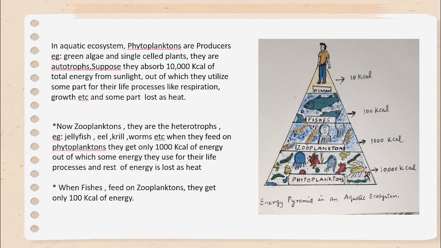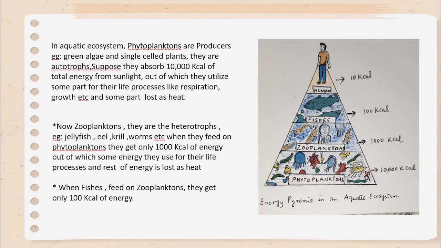When you observe the figure of the aquatic ecosystem, you will see that here phytoplanktons are the producers. Examples are green algae and single-celled plants. They are autotrophs. Since they float on the surface of oceans, they can prepare their own food material with the help of sunlight. Suppose these phytoplanktons absorb about 10,000 kilocalories of energy from sunlight, out of which they utilize some part for their life processes like respiration, growth, development, etc. And some part of the energy is lost as heat in the surroundings.